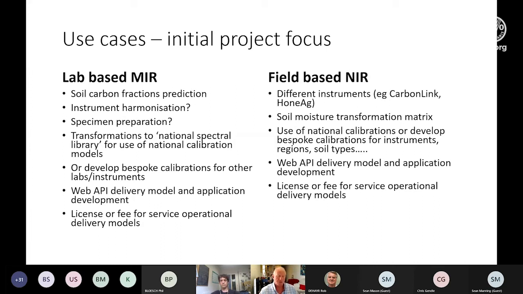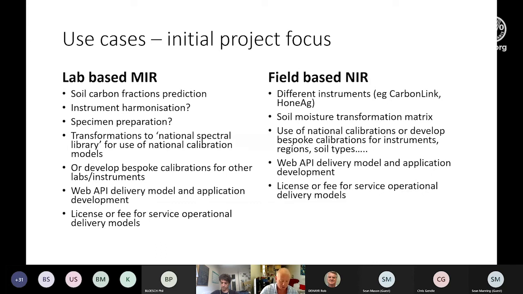The issues there, of course, are the harmonisation of the different instruments that labs and others who might want to use these prediction calibrations are using, and the way that they're preparing the specimens. So we're looking to think, how do we do these transformations of the spectral library towards these other instruments? Or do we build bespoke calibrations for others' instruments by converting our spectra into something more comparable to theirs? And then methods for getting that out in web-based applications, and how do we license or make fee for services and whatever to create operational systems? So this is a little bit different to saying, yes, we can do this in a research sense, but how do we actually get to operational methods?